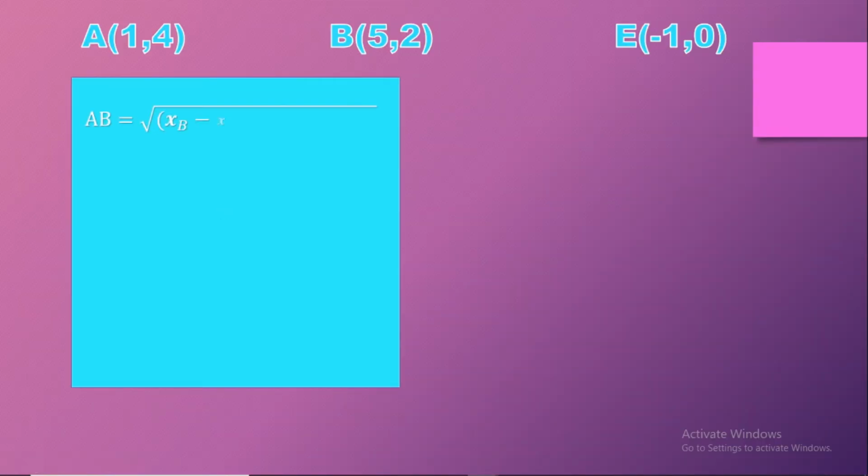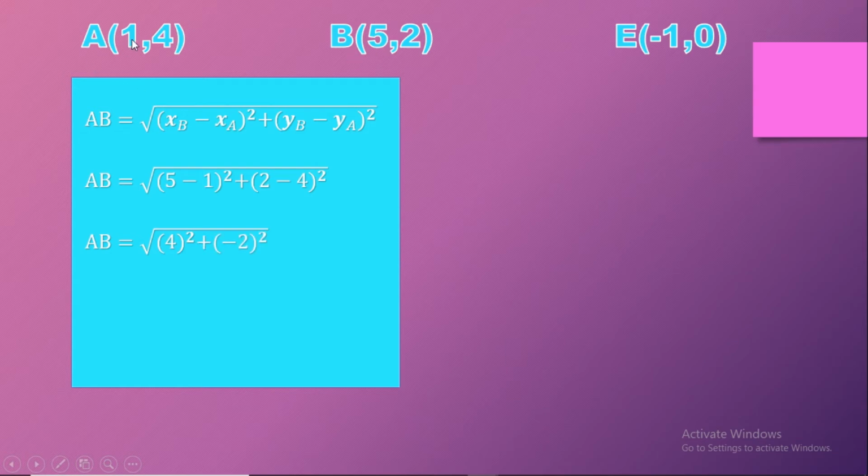We have AB equals radical of (xb minus xa) square plus (yb minus ya) square. We can just replace the coordinates of A and B by their values. We have xb, which is 5, minus xa, which is 1. Also, yb, which is 2, minus ya, which is 4. Then 5 minus 1 all square, which is 4 square, gives us 16. Also, 2 minus 4 square gives us minus 2 square, and with an even power, it becomes plus 4. Now, 16 plus 4 is 20. We simplify radical 20, it gives us 2 radical 5.